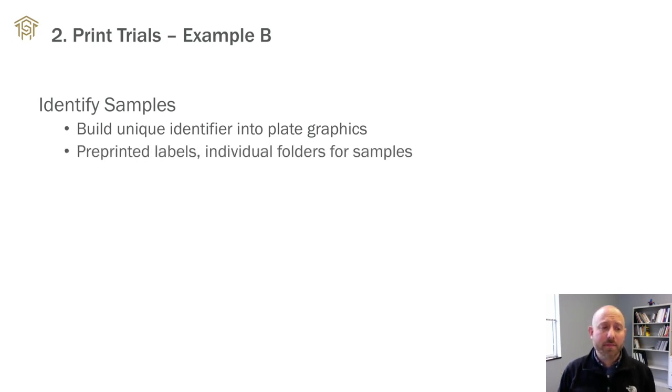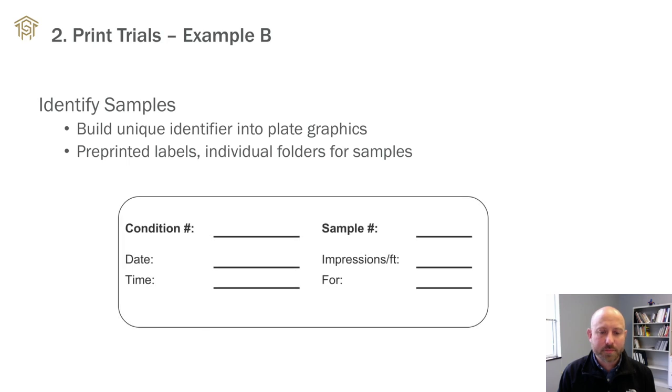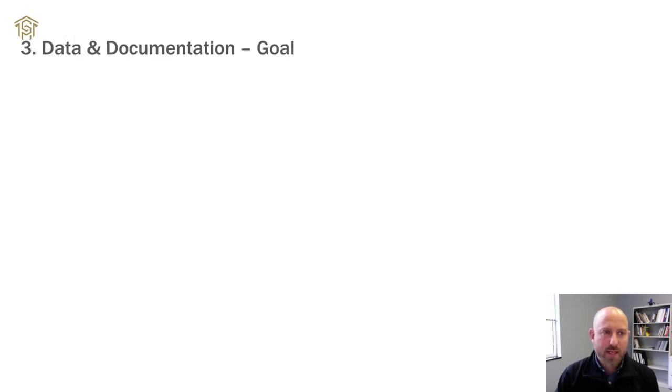Another way to do it would be, we are flexo printers, right? So pre-print some labels or create individual folders for samples so that we're staying organized. Like I said, organization is key here. Again, it could be something as simple as like this label right here. Okay, stay organized.